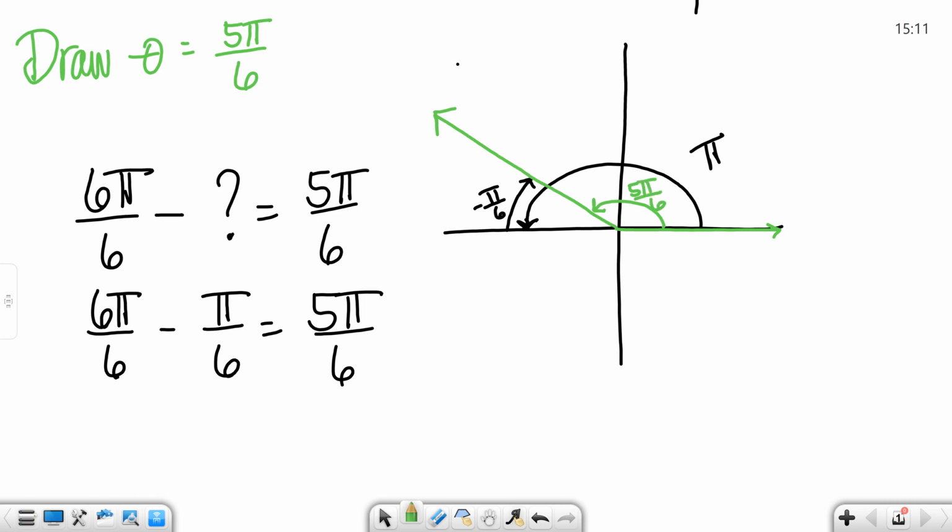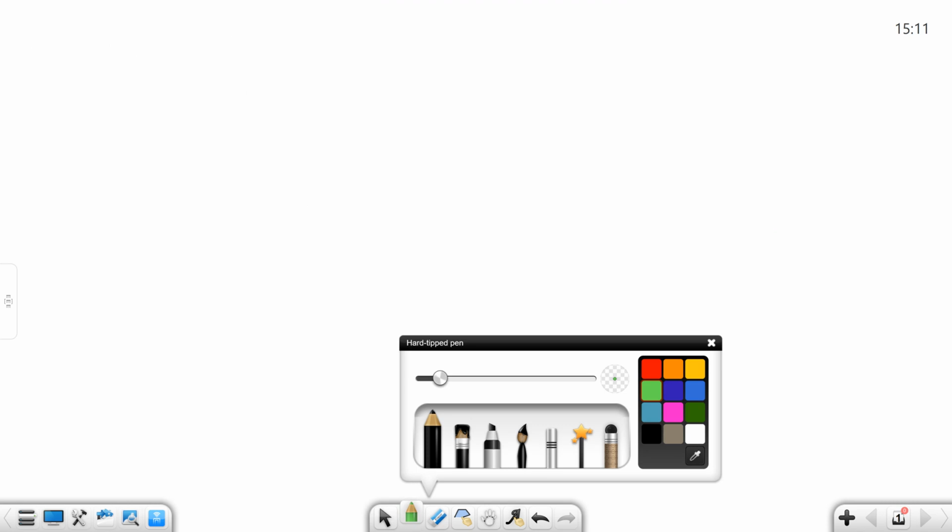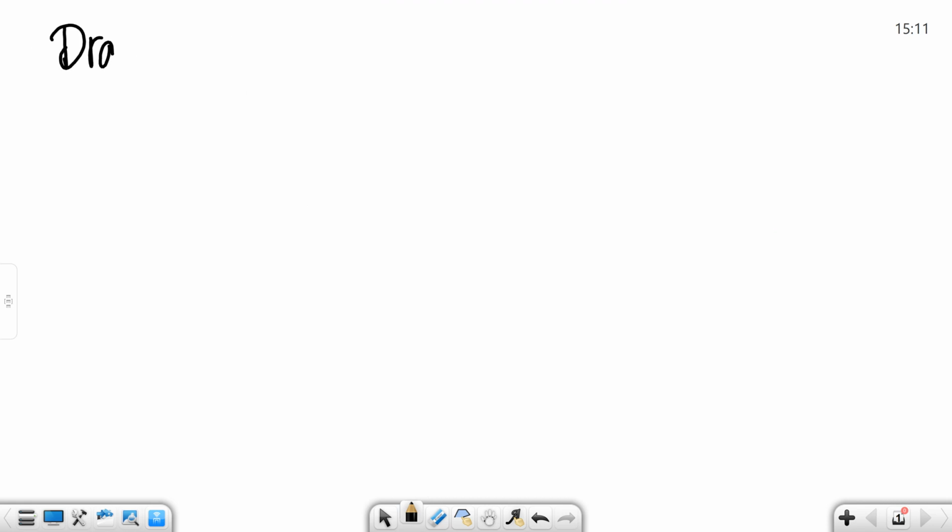Now that ought to be clear as pond water, which means it's probably very confusing. Let's try again. All right, let's try one more time. See if we can't make this a little clearer to you. This time we're going to draw a negative angle. We'll call it theta at negative 2 pi over 3.